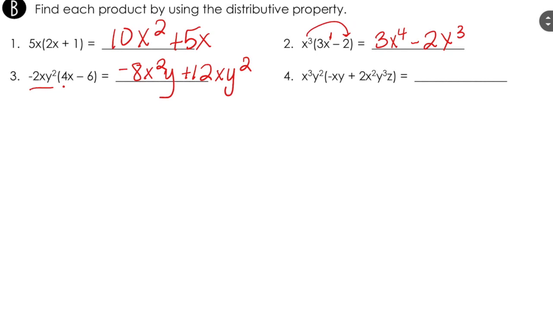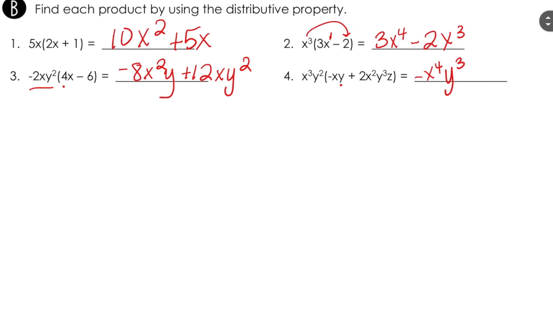All right, so now let's take this piece by piece. Remember, x's go with x's, y's go with y's. All right, and z's go with z's. So x to the third power times negative x is going to be negative x to the fourth. Remember, we're keeping the variable and adding the exponents. All right, y to the second power times y is going to be y to the third. So we're done with that.